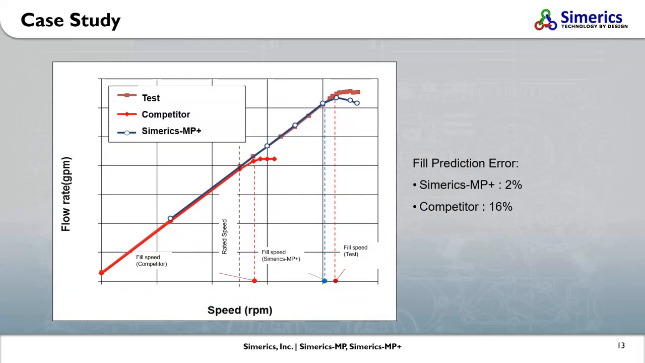Now let's look at a self-priming analysis in which a pump speed is increased until the flow rate curve starts to flatten due to cavitation. The brown red line denotes the Simerics MP+ results, while the smaller red line denotes the results from another CFD tool. Simerics MP+ prediction had an error of 2%, while the other CFD tool generated an error of 16%.